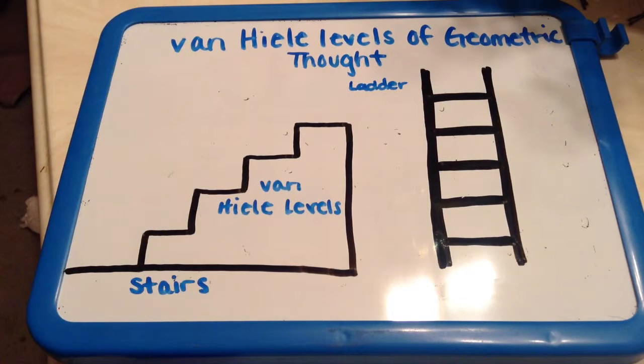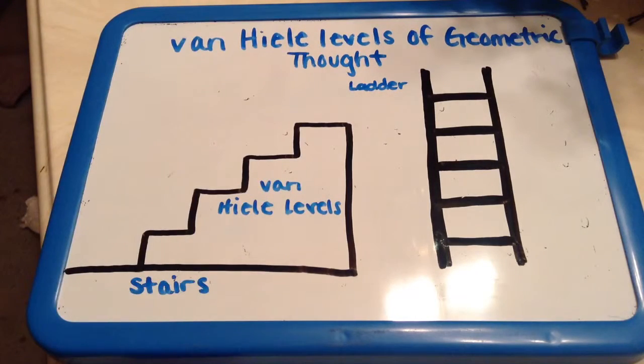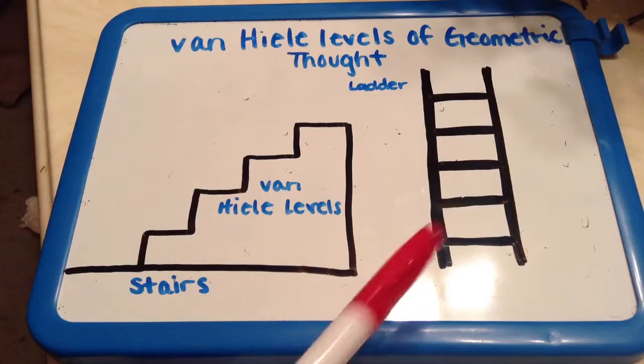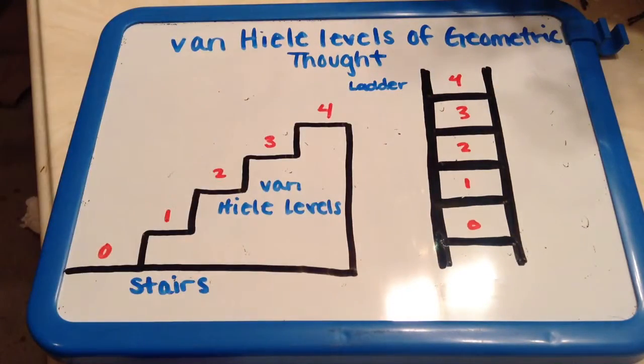There are 5 steps in the Van Hiele model. So for our stairs, I have 5 different levels: 1, 2, 3, 4, 5. And for our ladder, I have my 5 different levels: 1, 2, 3, 4, and 5. Our steps on our stairs and our ladder are numbered from 0 to 4, and that equals 5 steps.